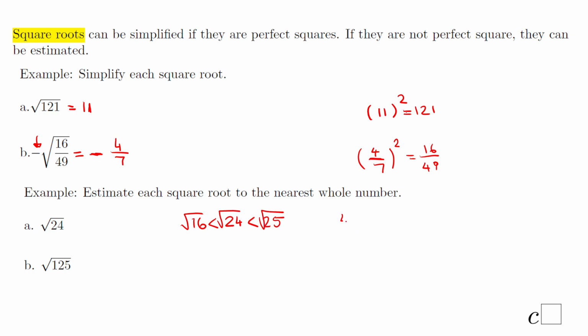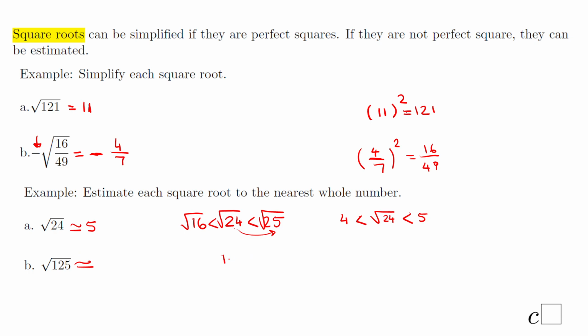Square root of 16 is 4. Square root of 24 is the number we want to estimate using this technique. And square root of 25 is 5. So that tells us the square root of 24 is a number between 4 and 5. Since 24 is pretty close to 25, I will estimate this one as 5. Let's take a look at the second one.